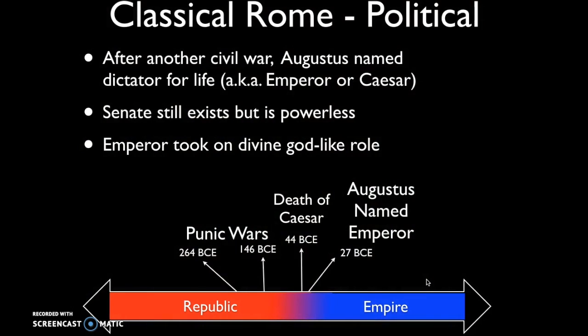So in 27 BCE, Augustus is named emperor, and as a result, we are into the period of the formation of the empire, because the empire is now large, it's diverse, and it has one single central ruler.